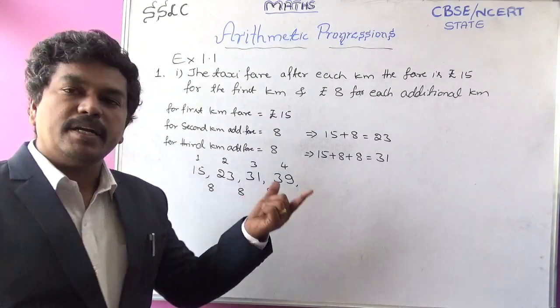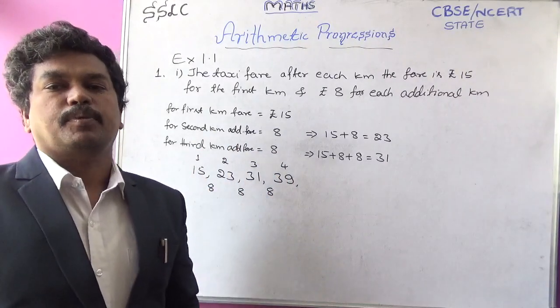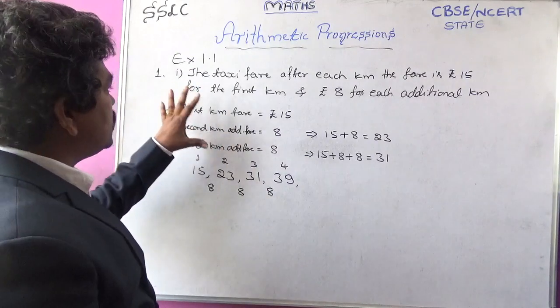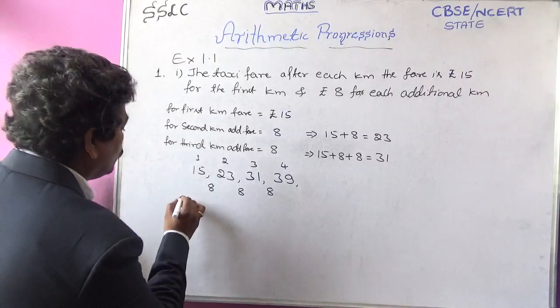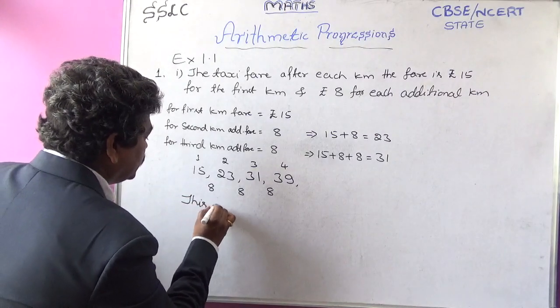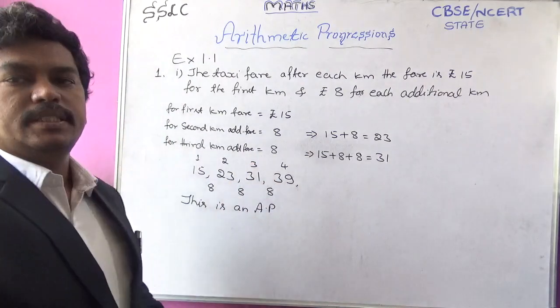Therefore, here the common difference is equal. Then we say that this is an arithmetic progression. So therefore, this problem comes under arithmetic progression. So we write this is an AP.